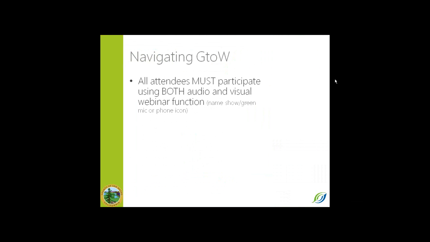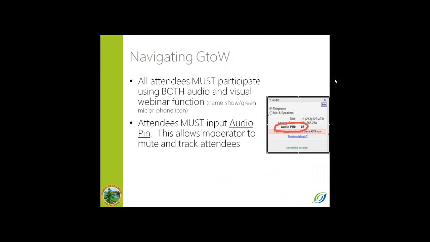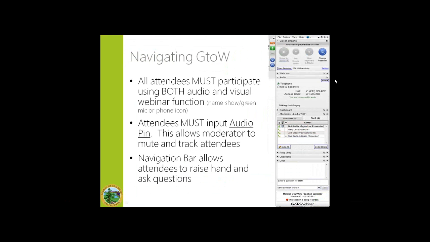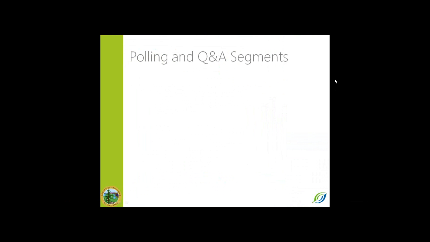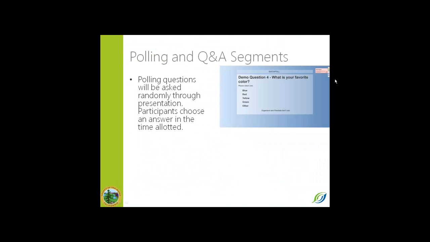Here's some information on how you will navigate through the system. We ask that you participate both through the audio and visual functions, and I see that everybody's connected, so that looks good. If you did join through the telephone, you should have received an audio pin, and it looks like everybody's input their audio pin, so we're good to go. And this is what the bar will look like that you'll be navigating. It allows you to raise hands and ask questions, which are going to be the two primary things we do, and I'm going to show you how we do that.